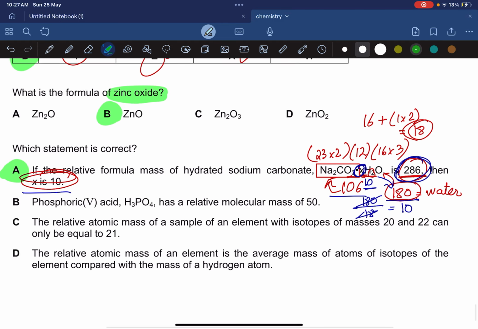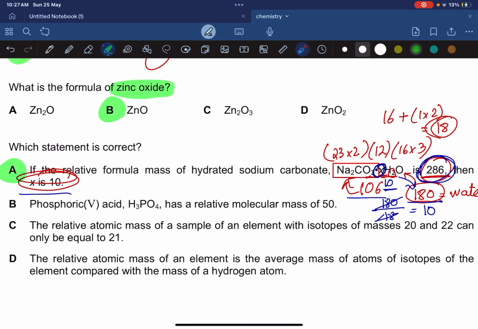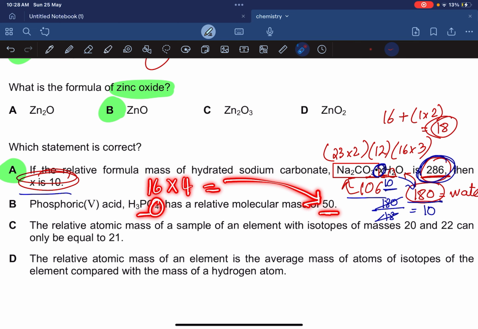Let's read out the next options as well, but I know they're going to be incorrect, because when you are sure with your working, you know that you have done it correctly. Okay, phosphoric acid H3PO4 has a relative molecular mass of this. Okay, let's quickly do it. It cannot be possible, because they can oxygen 4 है. 16 times 4 करें. Do you think you're going to get 50, और उसमें अभी आपने P और H को भी ऐड करना है? Not possible.